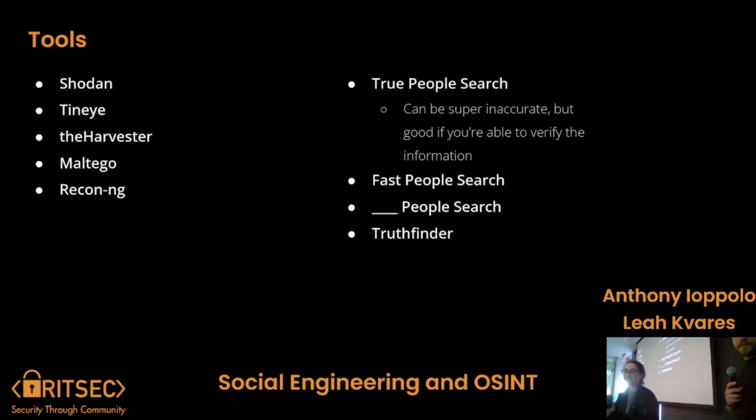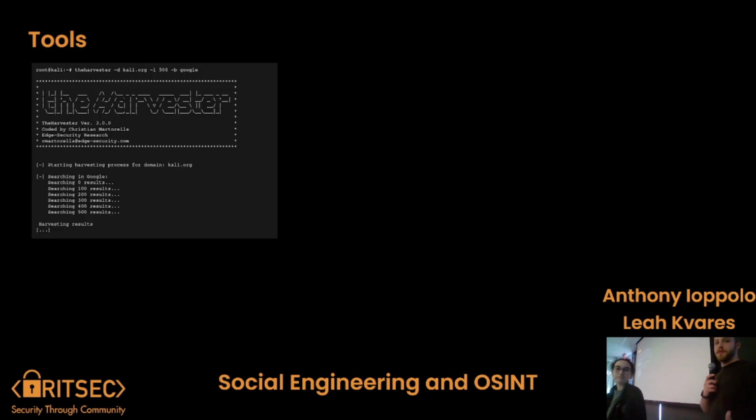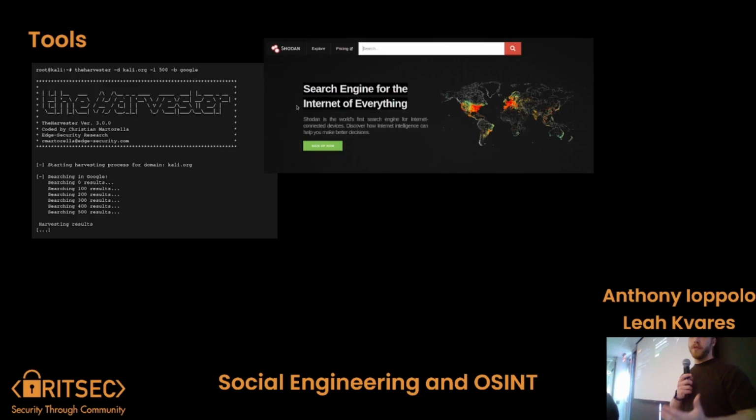Examples. So some of these tools, one of them is theHarvester, and I'm 91% sure this was made by an RIT alumni. This is pretty effective if you pass it something like Cali.org, and it'll just crawl the internet for anything relevant. Shodan is one that Leah mentioned. This one's extremely useful, and I believe you get a student plan or something like that that lets you actually use this.